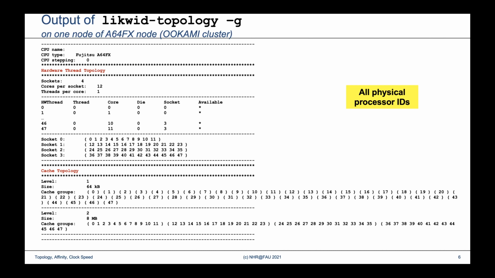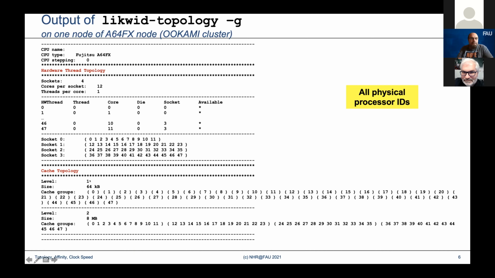And then we have the output for the cache topology. On the A64FX, we have two cache levels, so here the two separated sections. The size of the level 1 cache is 64 kilobytes, and it's a private cache. So each core has its own 64 kilobyte chunk. The level 2 cache is shared by all cores in a CMG.